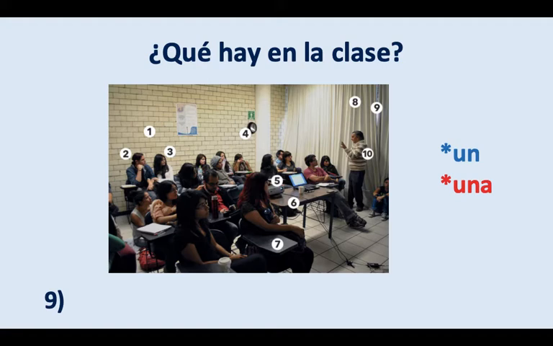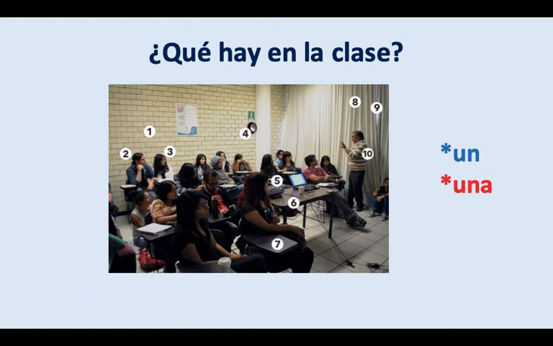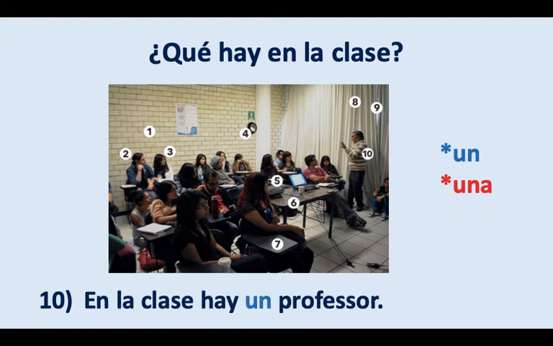¿Qué hay en la clase número 9? What's there behind the curtain peeking out? En la clase hay una ventana. Y finalmente, ¿qué hay en la clase número 10? En la clase hay un profesor. Now there's a vocabulary word we are not using. Profesora. How would you say there is not a female teacher? Oh, and by the way, no hay profesora.